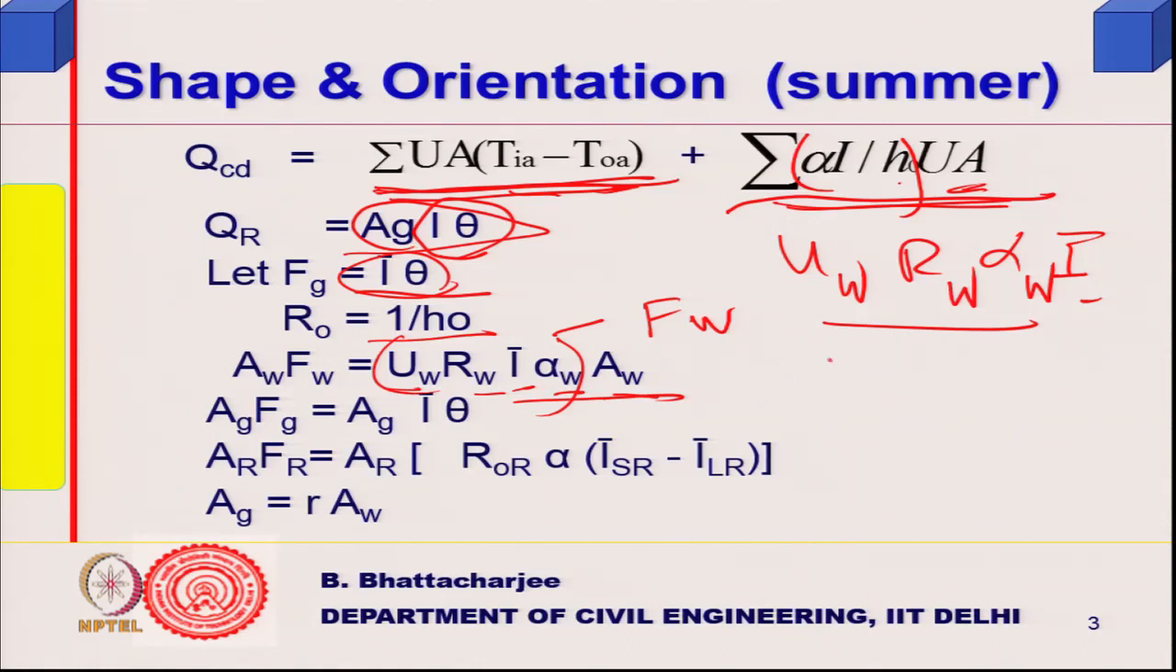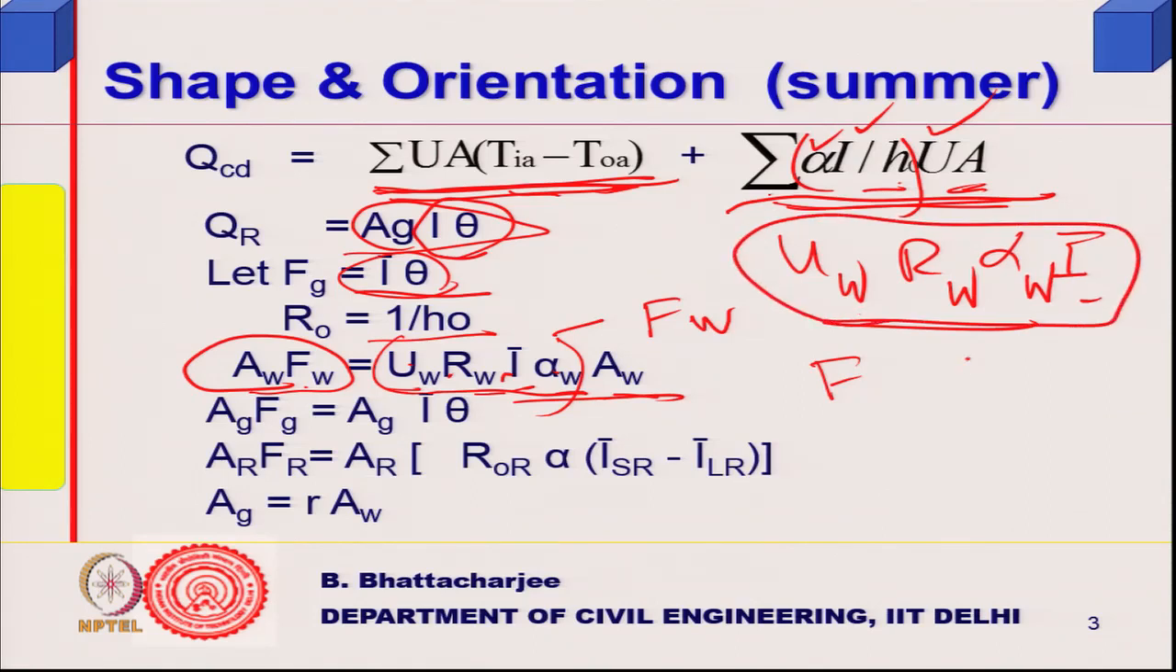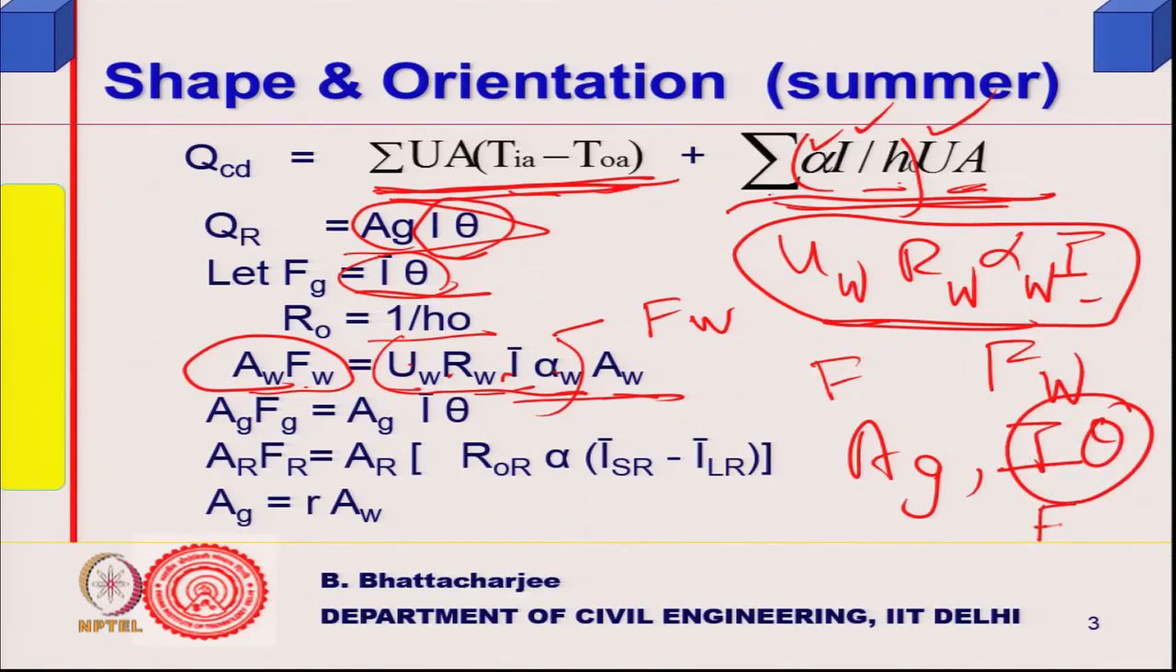So, we define instead now a term F, which in this case stands for everything other than area, such that A_W F_W I can write like this: U_W R_W I bar alpha, alpha I 1 over h_o, I call it R_o, into U. So, this is what corresponds to F_W for the solid portion of the wall. For glass, it would be A_G into, leaving A_G, I theta. So, this is F for the glass.